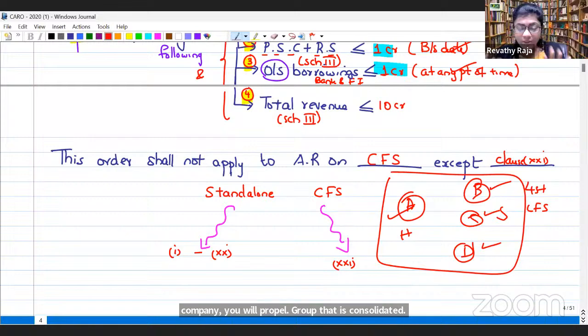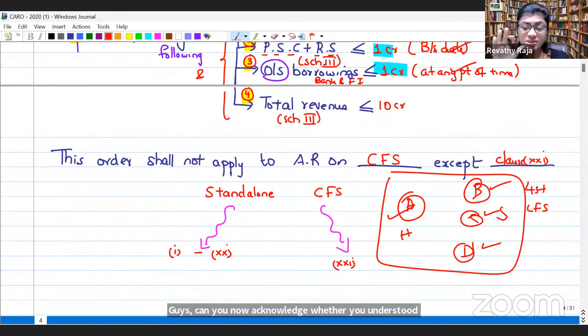For standalone, CARO is applicable, all the clauses 1 to 20. For consolidated financial audit, CARO is not applicable except clause number 21. Guys, can you now acknowledge whether you understood this?